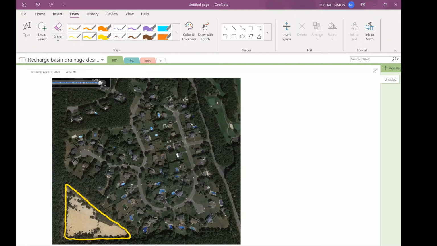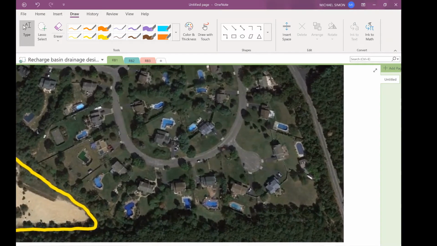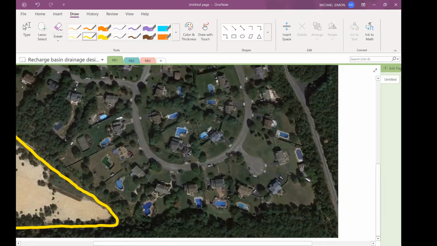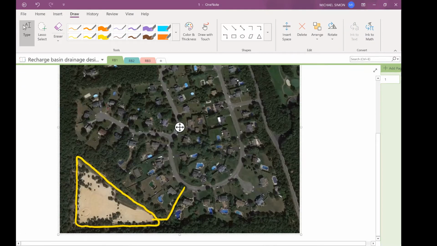Somewhere in this neighborhood, there's going to be a right of way, basically an area of property where, let me figure out where that might be. I think it's right here. It's an area of property where there will be a series of pipes that will take the water into that recharge basin. It's all below ground. I think that's where it is. And even if it's not, let's just pretend it is.